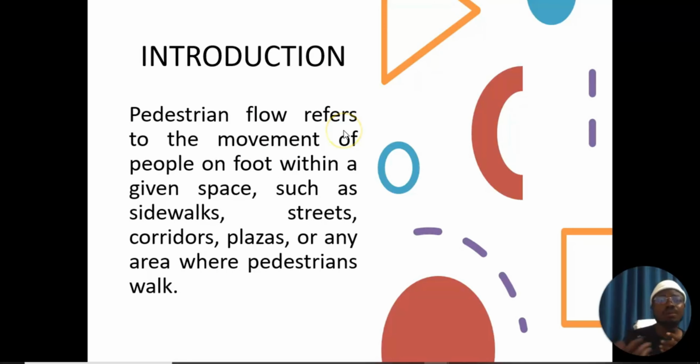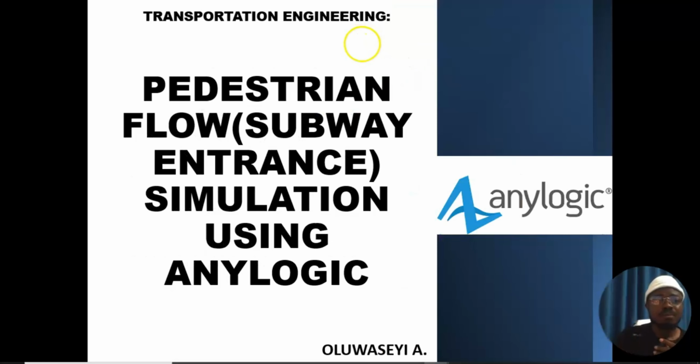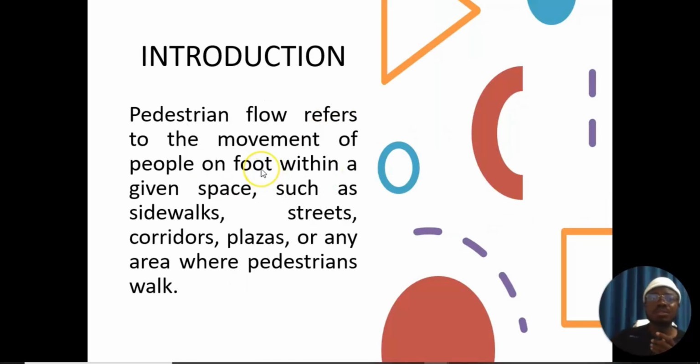One of the things that we really need to understand about Anylogic, first, in looking into the subway entrance, that is the pedestrian flow, if we are going to be running a simulation using Anylogic on this, is that we just want to have an introduction into the concept. The first thing we have to take into consideration is what we call the pedestrian flow. And we know it is the movement of people on foot within a given space.